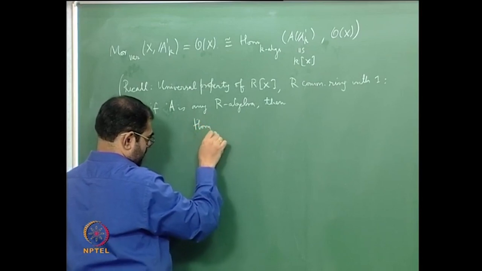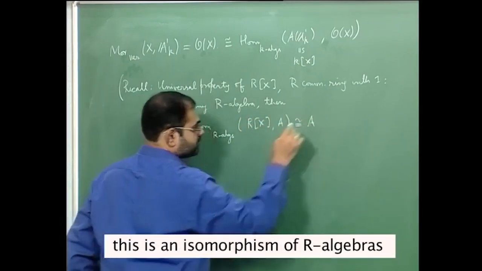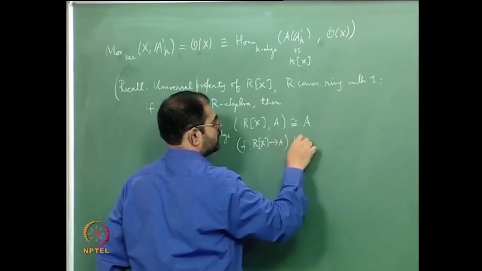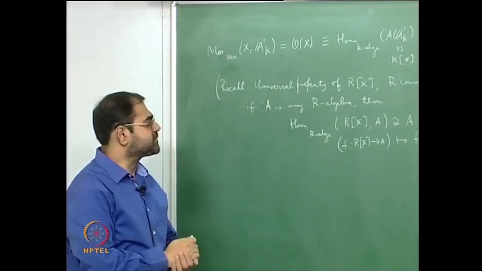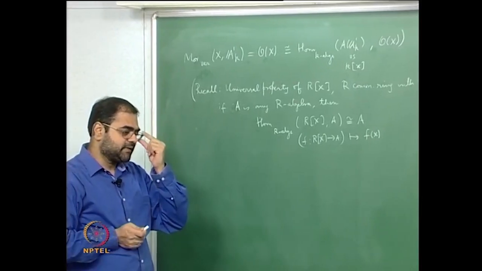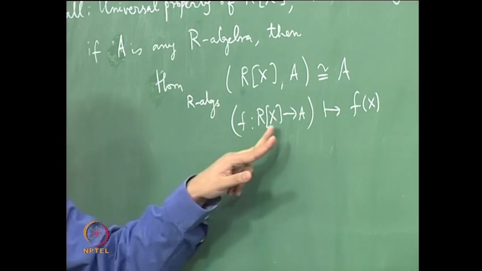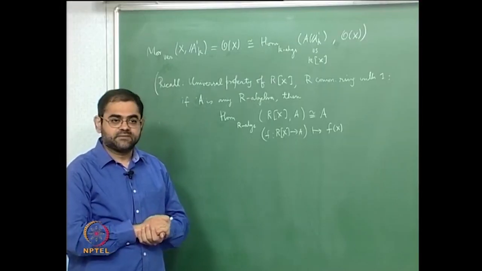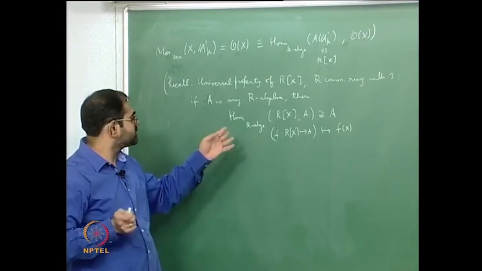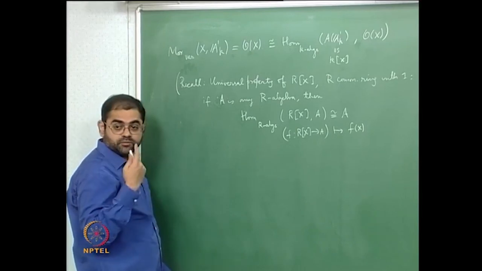Hom of R-algebras from R[x] to A can be identified with A by simply sending a map F from R[x] to A to F(x), the element F(x) of A, because it's a substitution, right? Sending a map from R[x] to something means that you are substituting x for something in every polynomial in x with coefficients in R. So it completely is controlled by what you are substituting x with. If you substitute x with some lambda, then you have to substitute every polynomial in x with lambda in place of x. So it's controlled by that. This is the universal property, and in fact, this universal property is also valid in several variables.